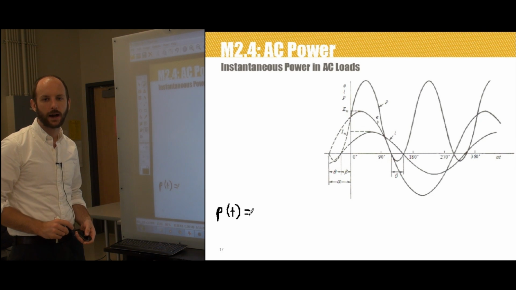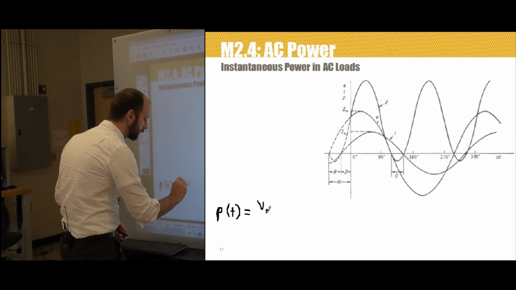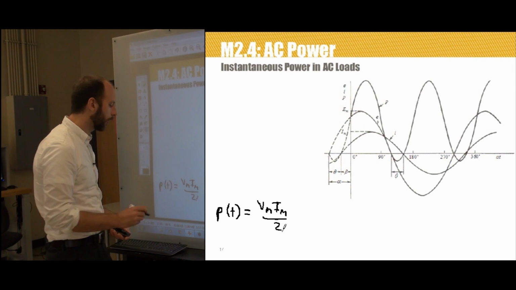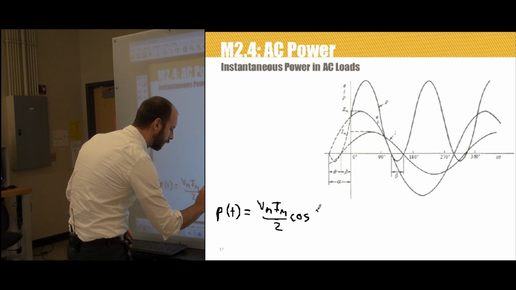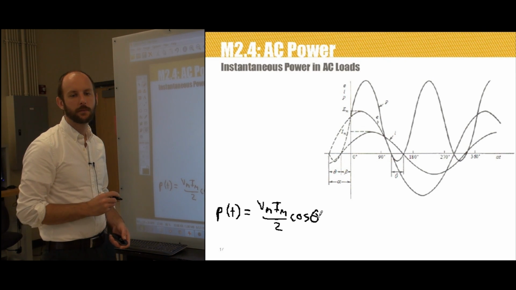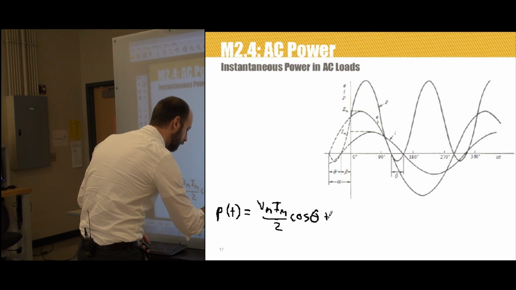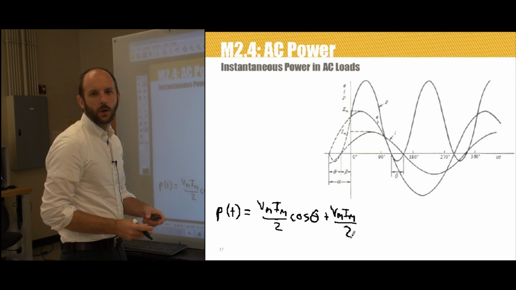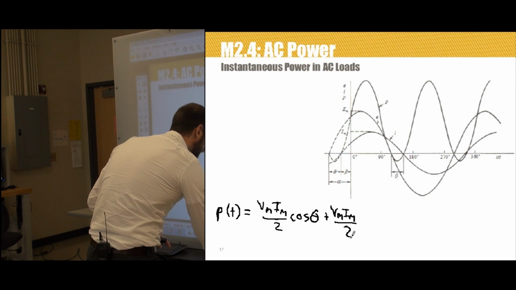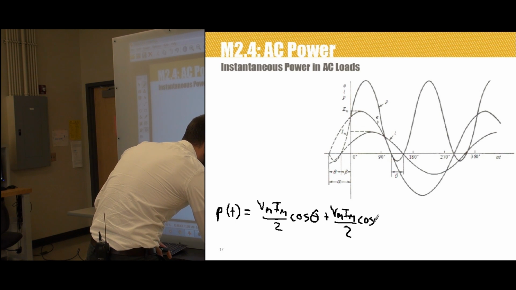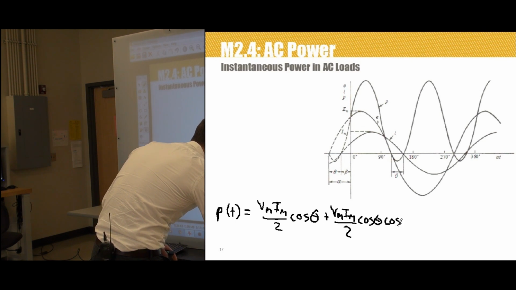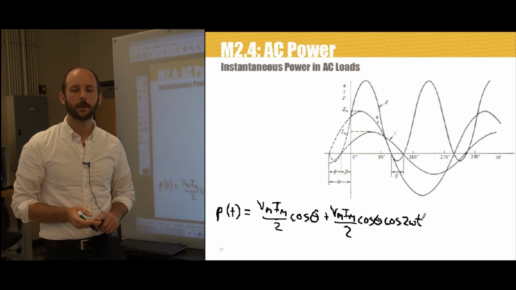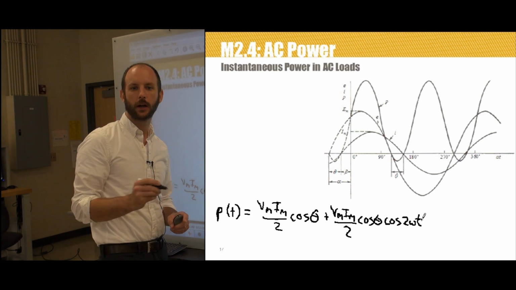And what we'd see then is that we can write the instantaneous power, sorry, not the instantaneous, the time variant power as equal to V max I max over 2 cosine of theta plus V max I max over 2 cosine theta cosine 2 omega t. All right, and then we've got a third term, V max I max over 2 sine theta sine 2 omega t.